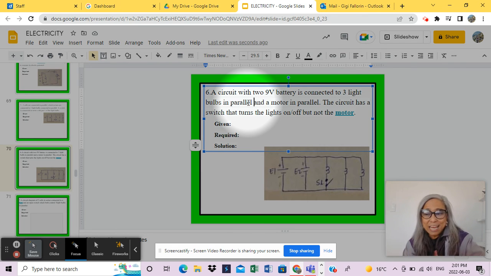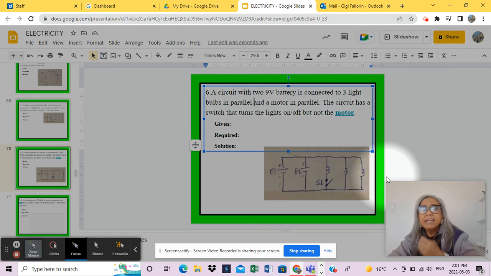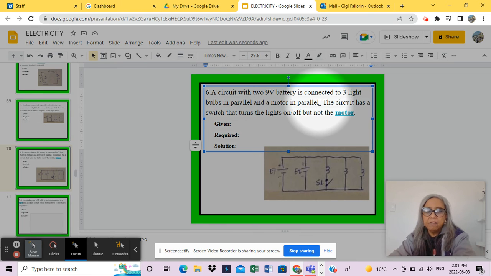And that's the whole idea of this. So here, a circuit with two 9-volt batteries, so this would be our battery, connected to three light bulbs in parallel, so all is good. But the motor now, where is the motor? In parallel. I think I'd better just remove the idea of a motor here because there's no M indicated. I think this is much better now.